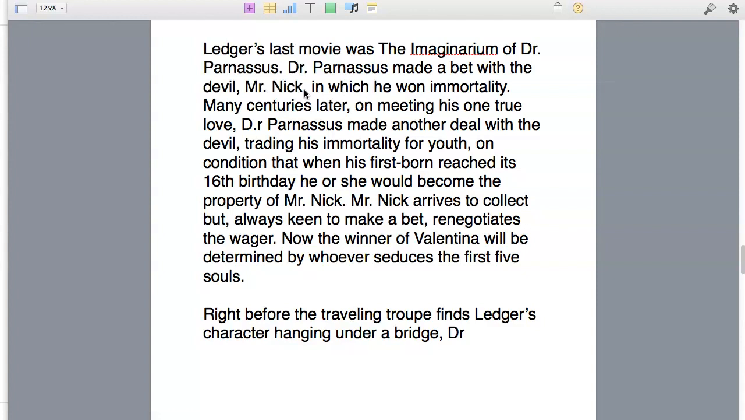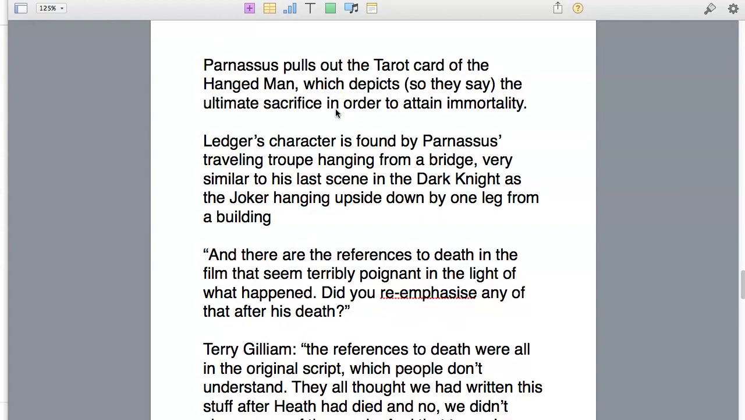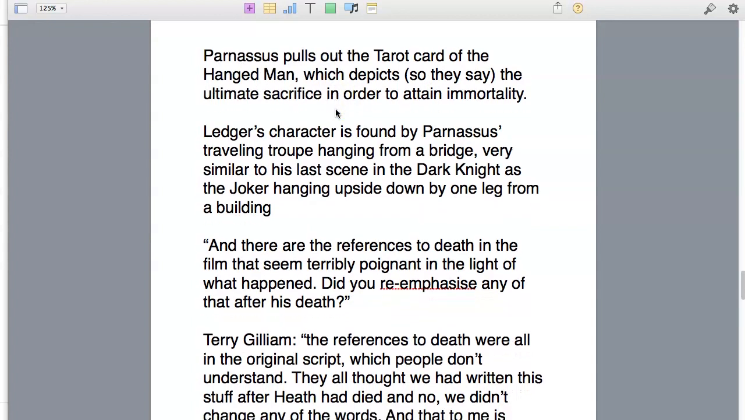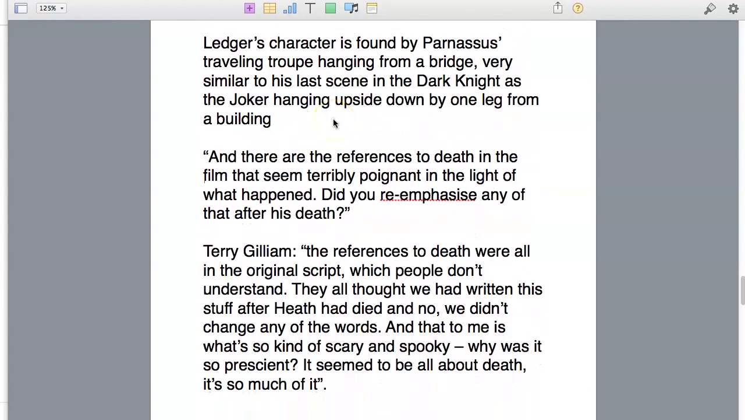Dwarfs how famous and venerated any of these fake stars are, right? Right before the traveling troupe finds Ledger's character hanging under a bridge, Dr. Parnassus pulls out the tarot card of the Hanged Man, which depicts, so they say, the ultimate sacrifice in order to attain immortality. Ledger's character is then found by Parnassus' traveling troupe hanging from a bridge, very similar to his last scene in The Dark Knight, as the Joker hanging upside down by one leg from a building.